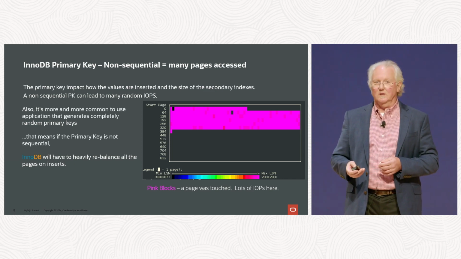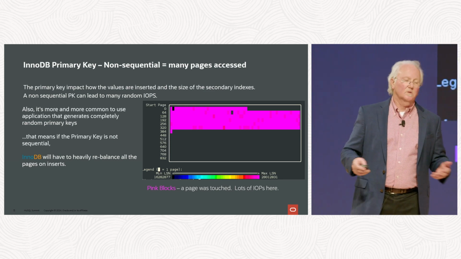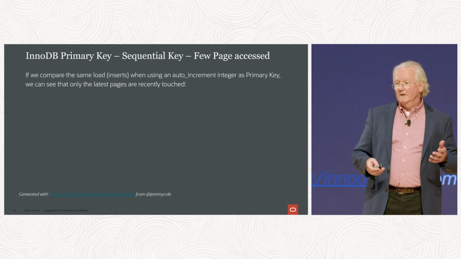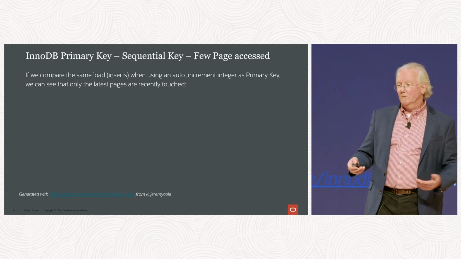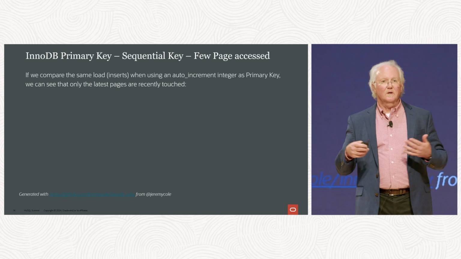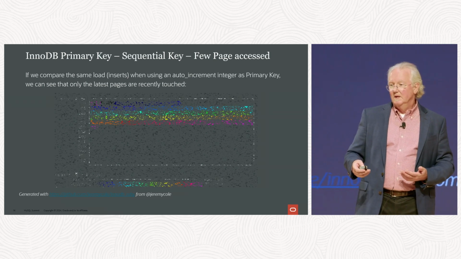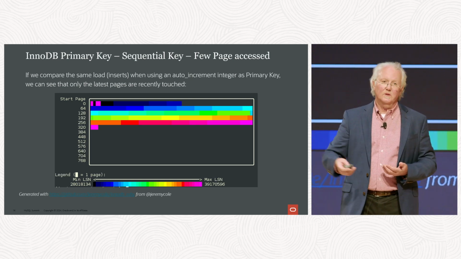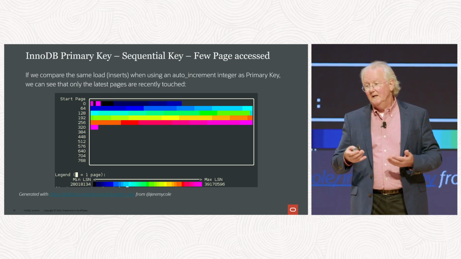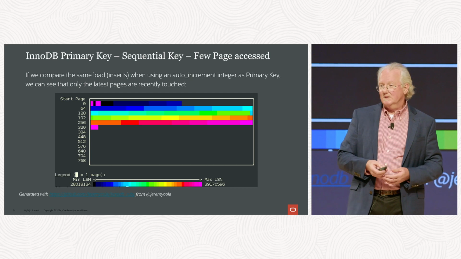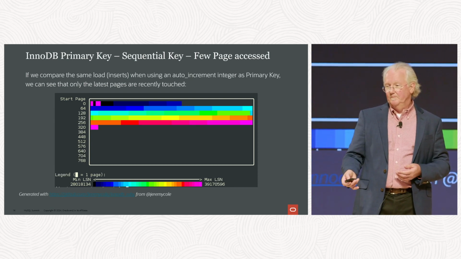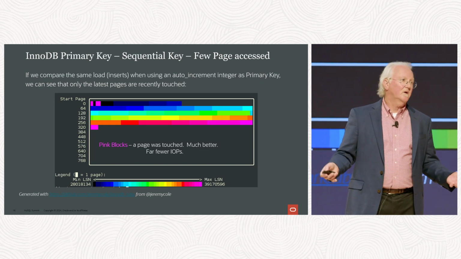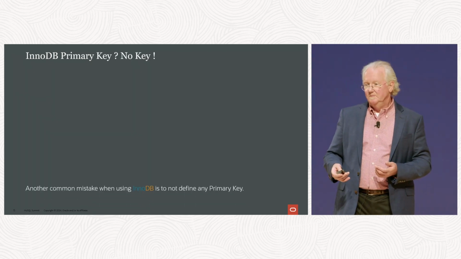That's not a good thing, right? That's a lot of page accesses. So the more page accesses you're doing, the slower it's going to be. On the other hand, if you have a sequential key, whether you do that with auto increment or your own way of doing it, then if you're touching pages with a nice sequentially ordered ID, you're going to have a lot fewer page accesses, right? A lot less pink there. So fewer pages were touched, much better, far fewer IOPS.